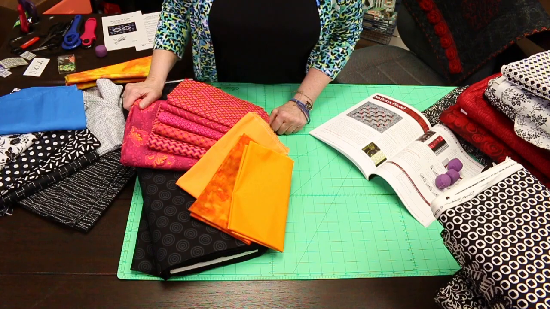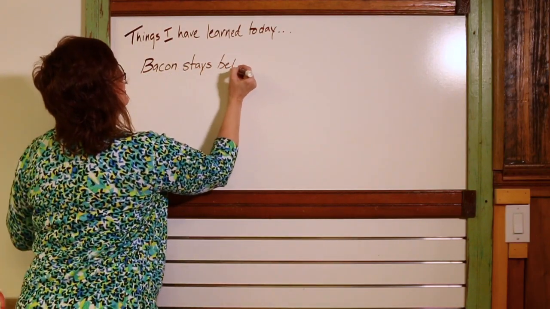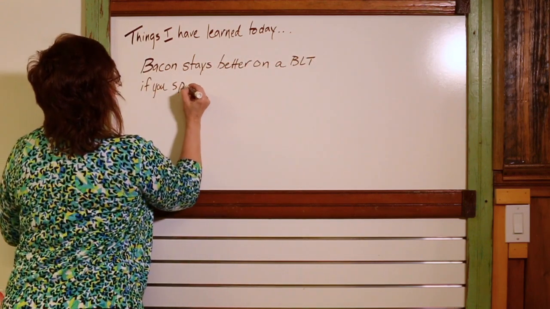What I've learned today is that bacon stays better on a BLT if you specify strips, not crumbles.